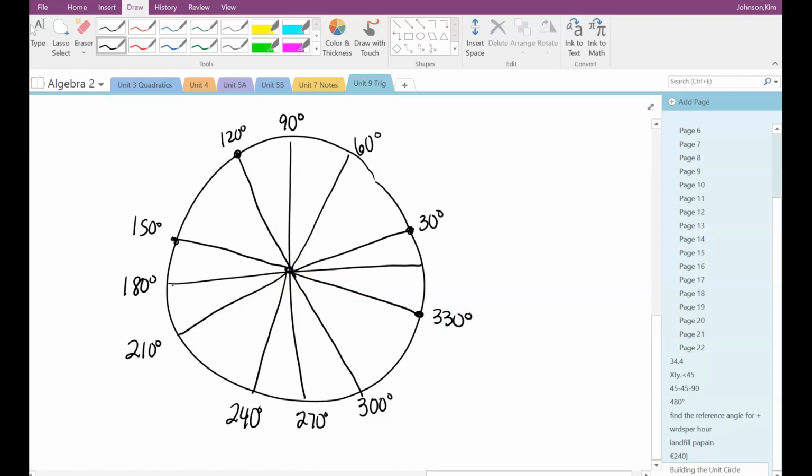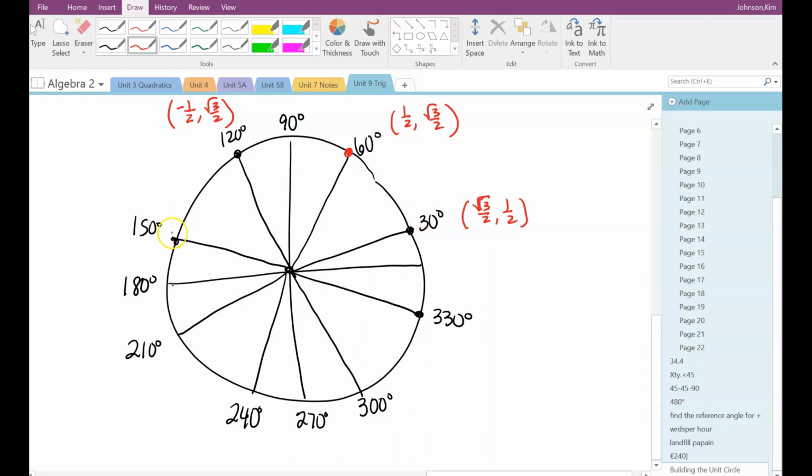Okay, so at 30 degrees it's √3/2, 1/2. Up here, it's 1/2, √3/2. Okay, I'm going to reflect all of these over. So the 60 and the 120 are perfectly symmetrical. Just to get to the 120, you have to go left, right? So instead of going right and up, you're going to go left and up. So it's -1/2, √3/2.